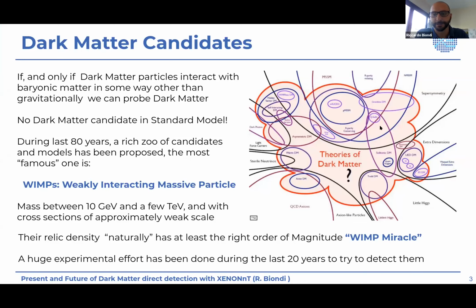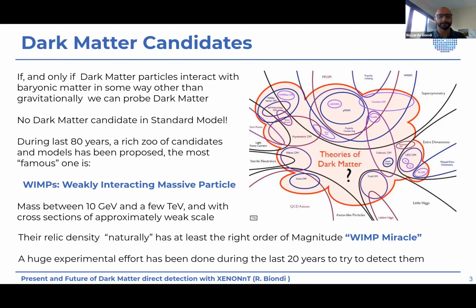You can see a sketch here of the various set of models, candidates, and so on. The most, let's say, famous is the WIMPs model, so weakly interacting massive particle. So the candidate is just adding a new particle to the standard model with mass between 10 GeV and a few TeV, with a cross-section approximately of the weak scale.